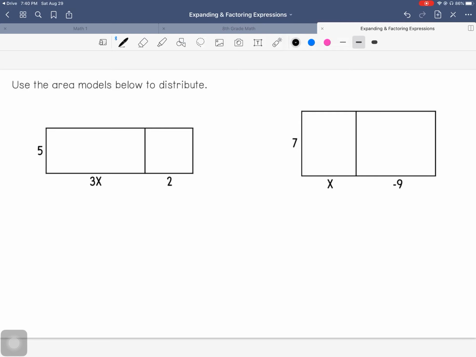4 times x is 4x. 4 times 3 is positive 12. We can also use the area model to show this. If I do 5 times 3x, I get 15x. 5 times 2 is 10. 7 times x is 7x. 7 times negative 9 is negative 63.